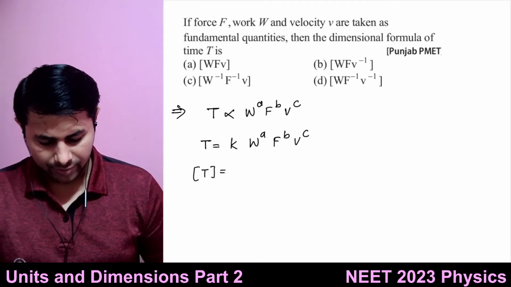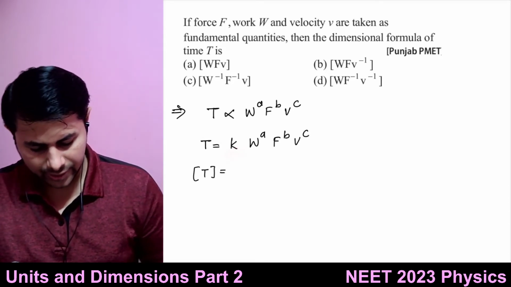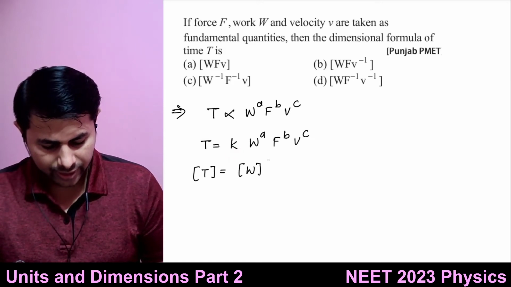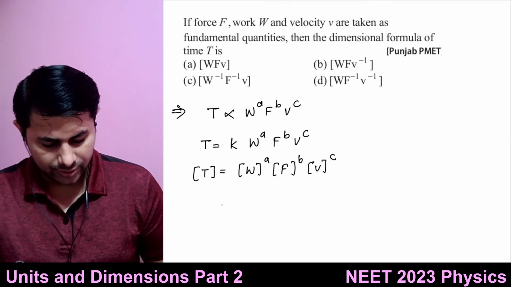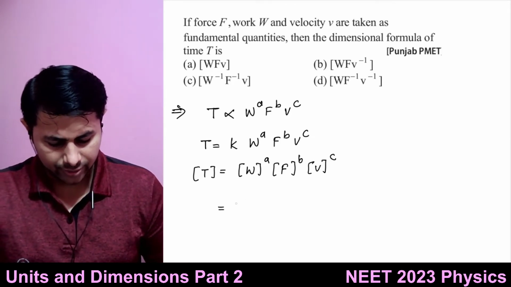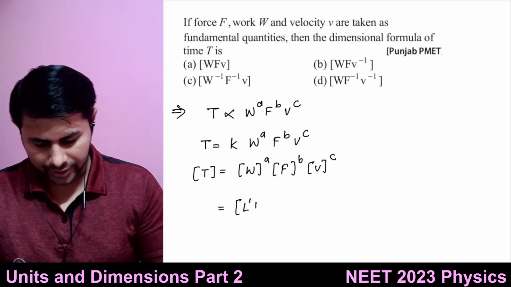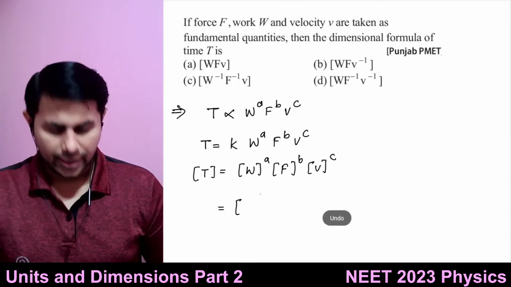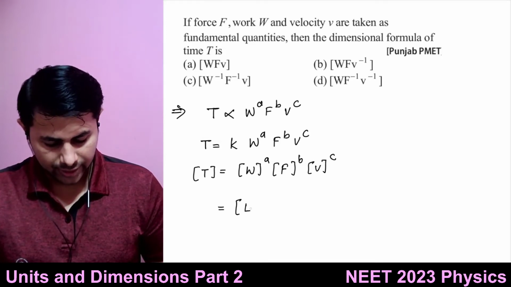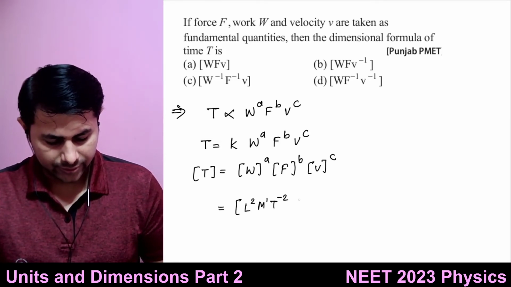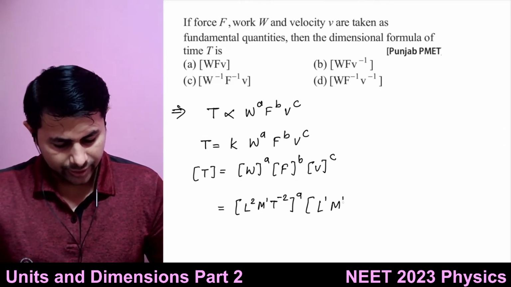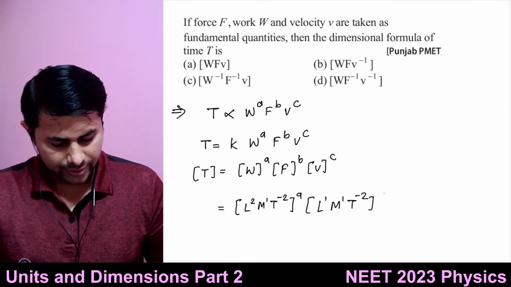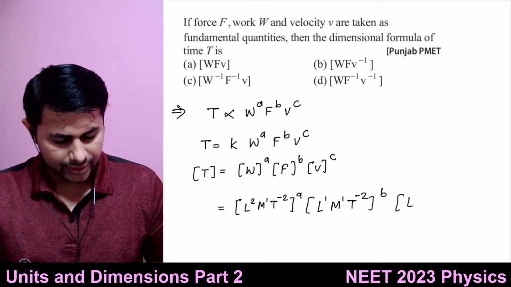Dimensions of T must be equal to K, which doesn't have dimensions. So they are equal to dimensions of work raised to A, dimensions of force raised to B, dimensions of velocity raised to C. And that is equal to L^0 M^0 T^1. Work is M1 L2 T raised to minus 2, raised to A. Force is L1 M1 T raised to minus 2, raised to B, and velocity is L1 T raised to minus 1, raised to power C.